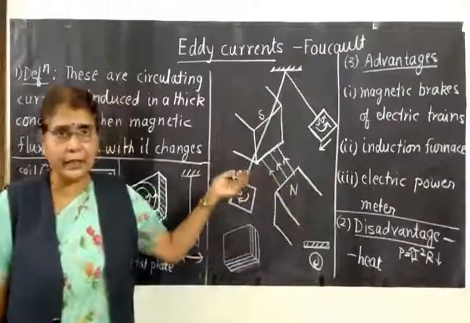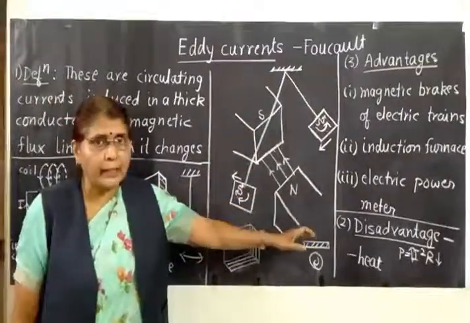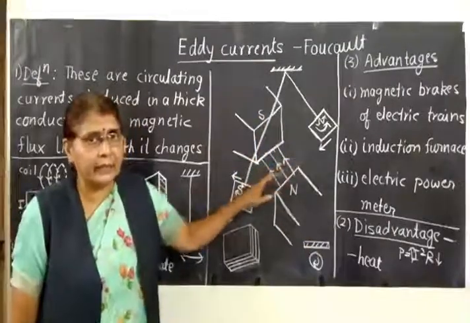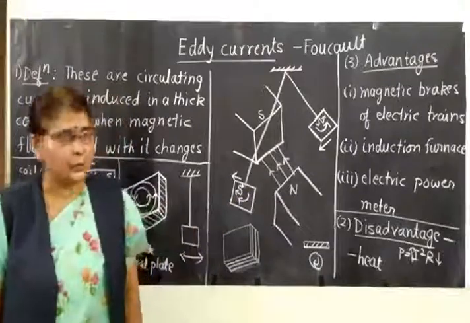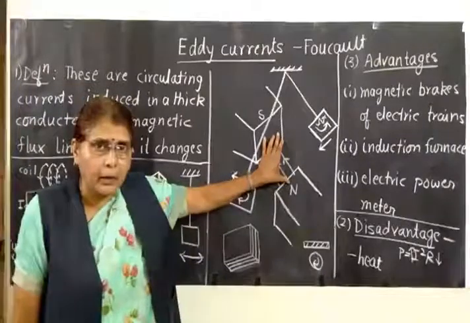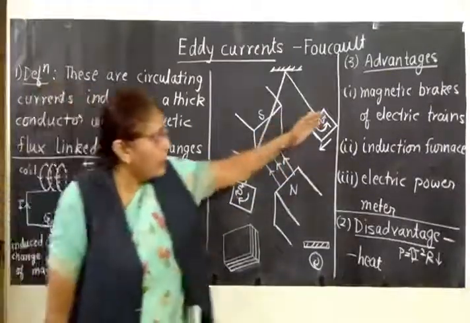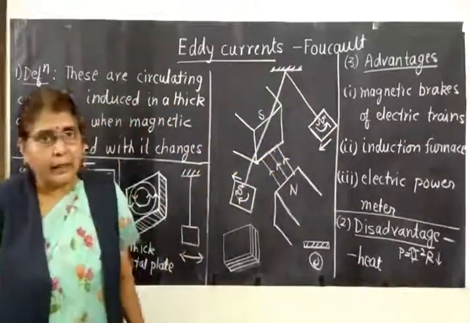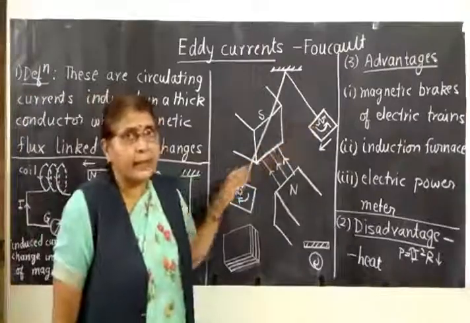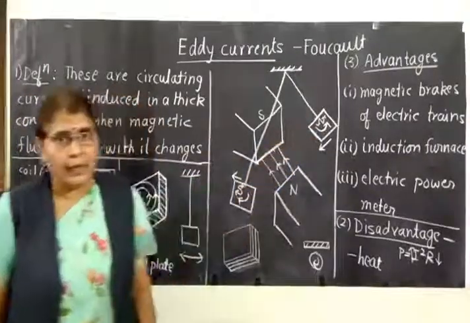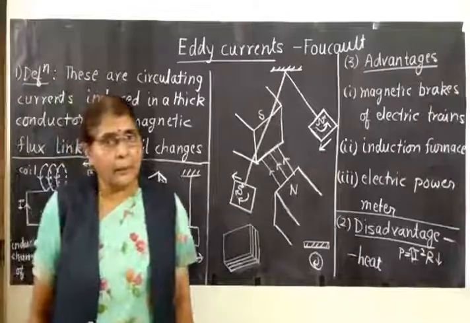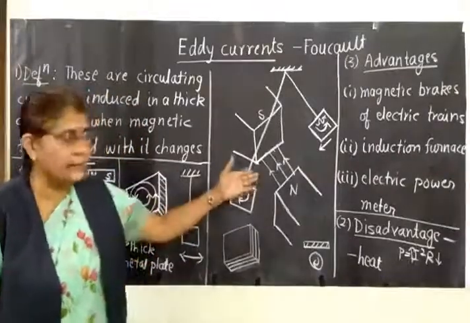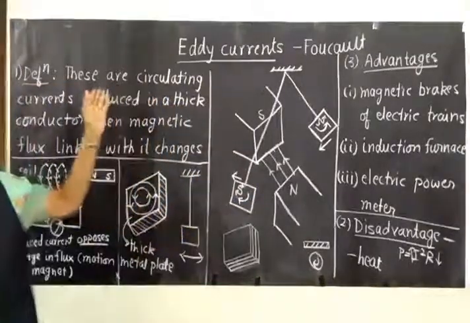How do you get the magnetic field? Take two pole pieces of a magnet, north pole and south pole. Between them there will be a magnetic field. This is indicated by these magnetic lines of force. You make the plate oscillate in this magnetic field. What will happen? When the plate oscillates in the magnetic field, the flux linked with the plate changes and thereby eddy currents are induced in it. So this is an example which demonstrates eddy currents.